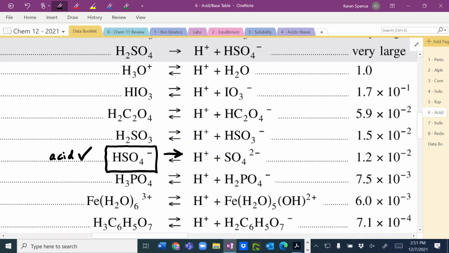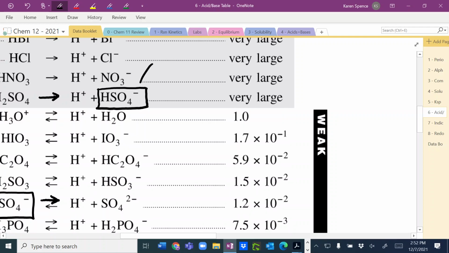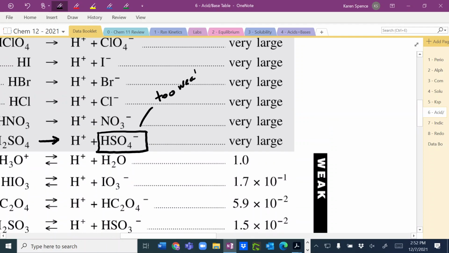Here we go. It's in that gray zone, yes? So technically it's on the base side, but what do you notice? That arrow goes only one way. So even though it's on the base side, it is too weak to act as a base. Okay?